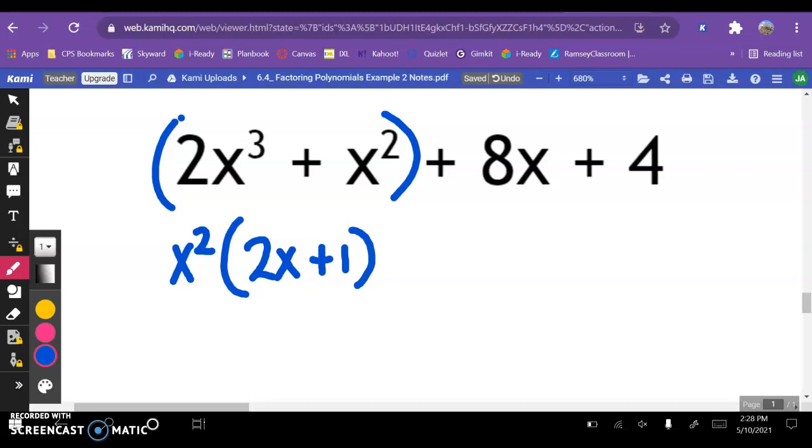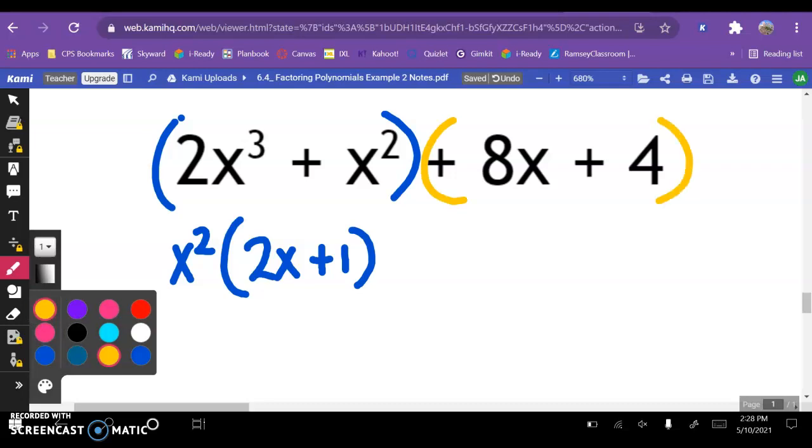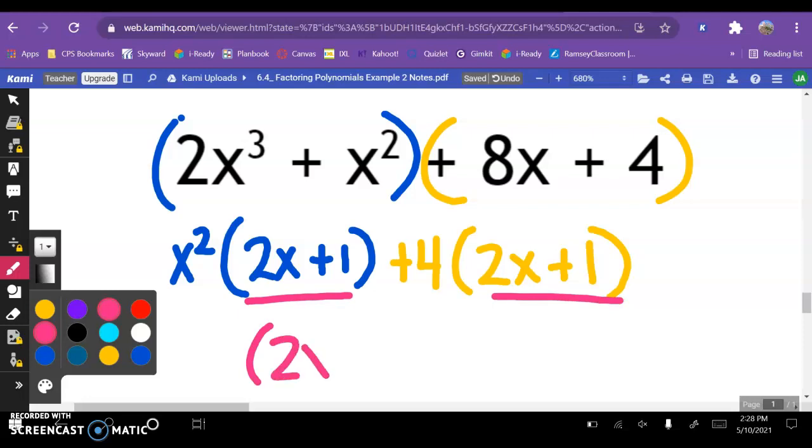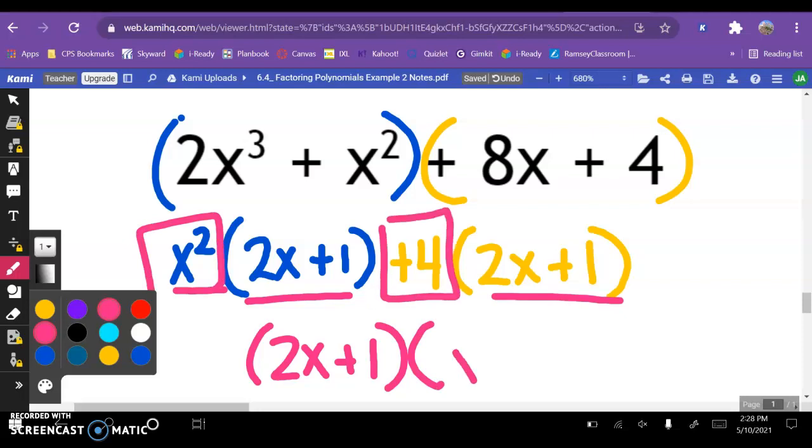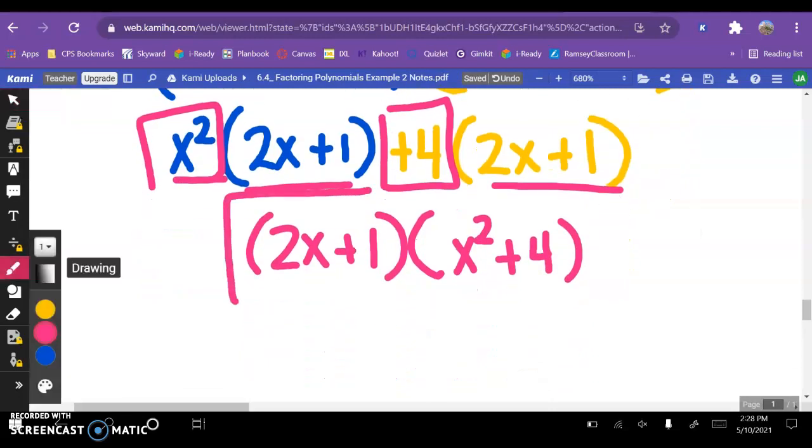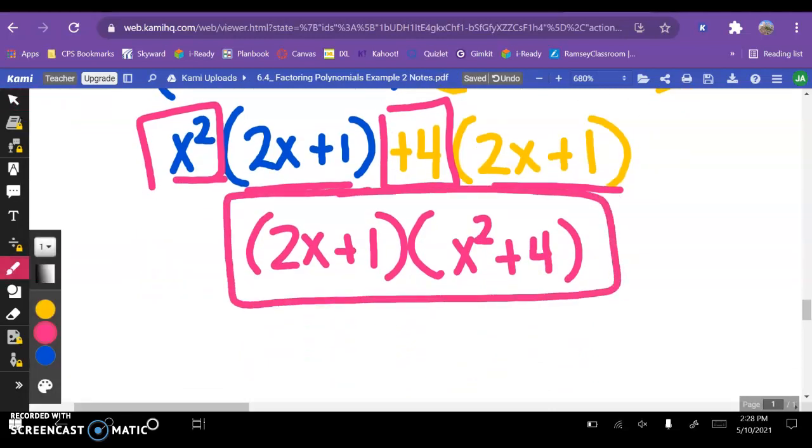And then I'm going to look at the second set. 8 and 4 have a 4 in common, so plus 4. And 8 divided by 4 is 2. And then we didn't touch the x. And then 4 divided by 4 is 1. So again, we have to put a placeholder there with the 1. Then what do they have in common? They have the 2x plus 1 in common. And what's left over? X squared and a positive 4 is your second set of parentheses. So your fully factored version is the quantity of 2x plus 1 times the quantity of x squared plus 4.